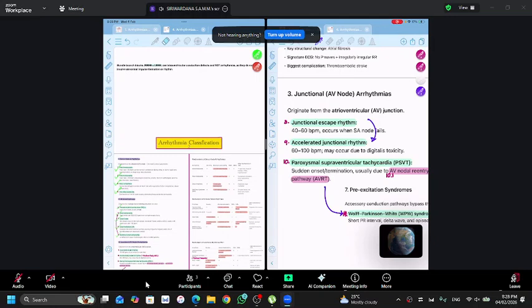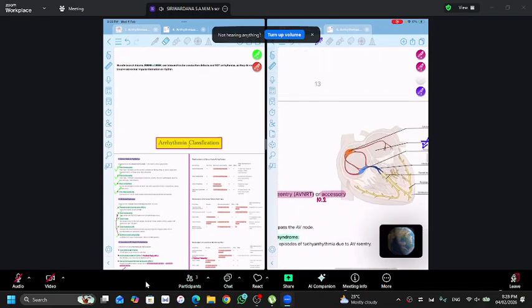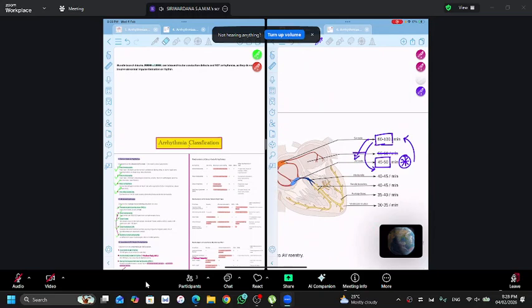This may occur due to digitalis toxicity. There are other reasons as well. So here there's a combined pathology. Something is wrong with the SA node and something is wrong with the AV node as well.